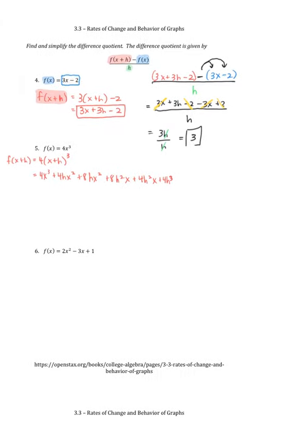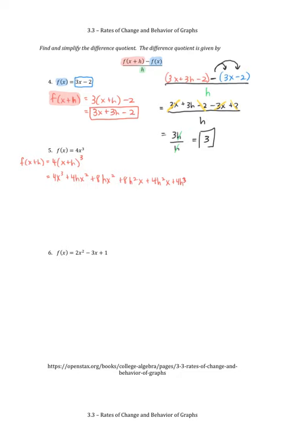Okay, so let's look and see if we have any like terms. So we have hx squared and hx squared. So that's going to be 4x cubed plus 12hx squared. And then we have h squared x and h squared x, so plus 12h squared x. And then plus 4h cubed. Okay, so now that is what we want to use for f of x plus h.